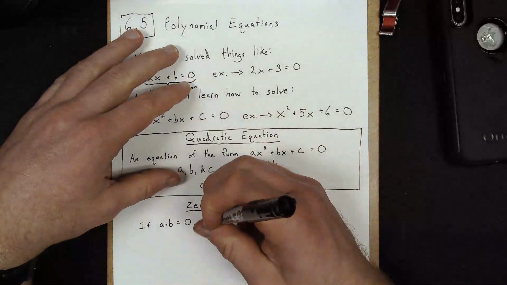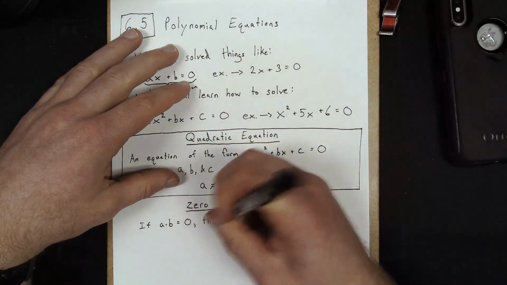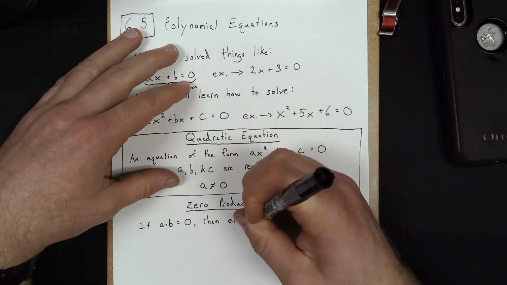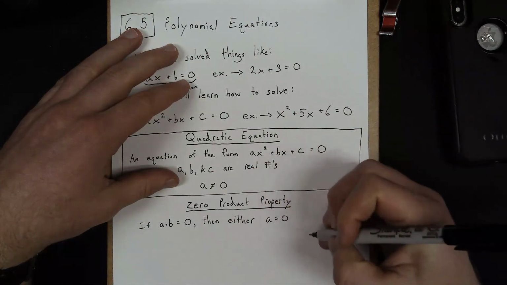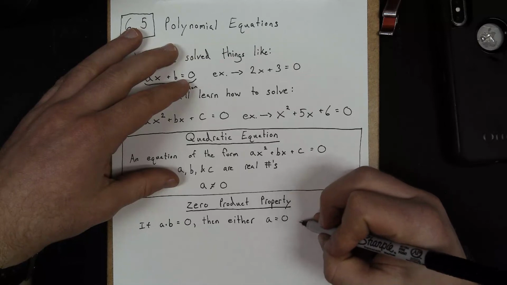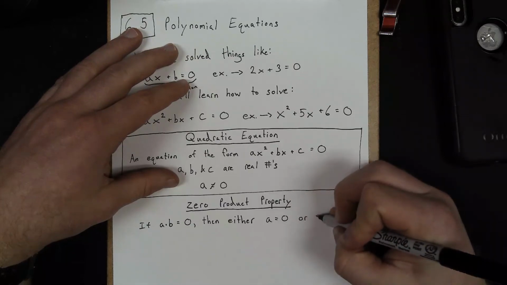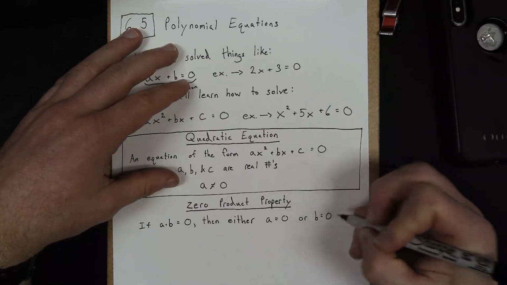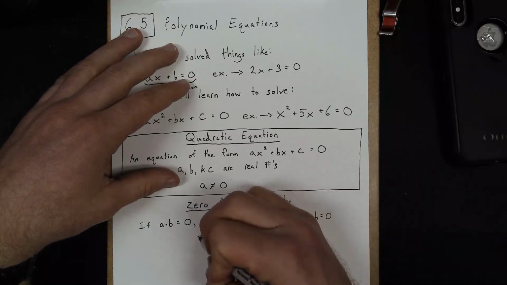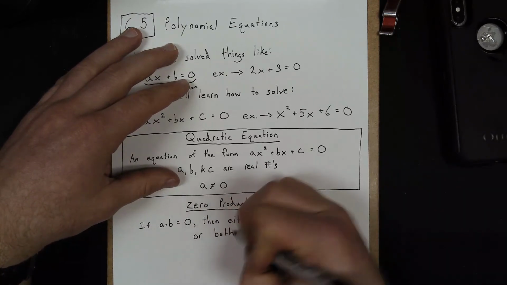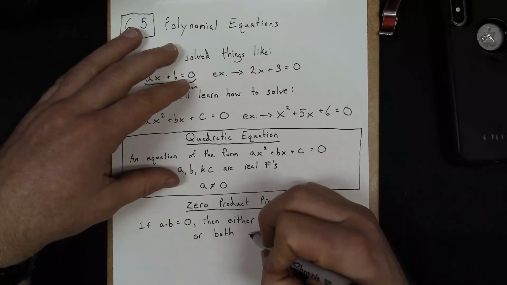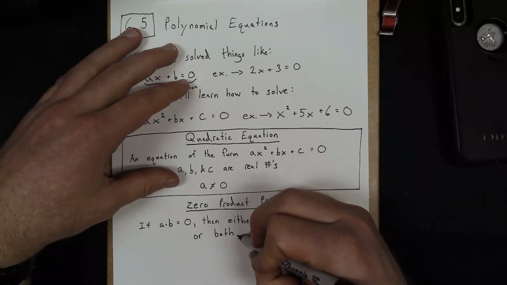So then either a is equal to 0, or b is equal to 0, or both.